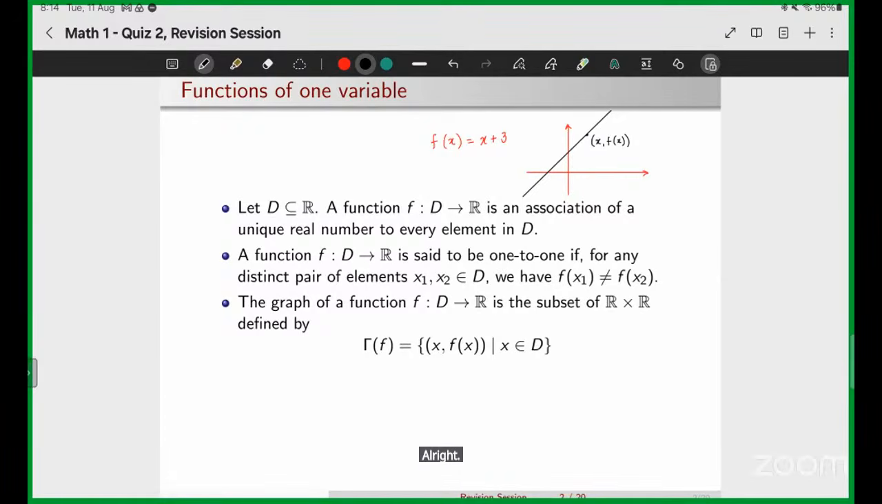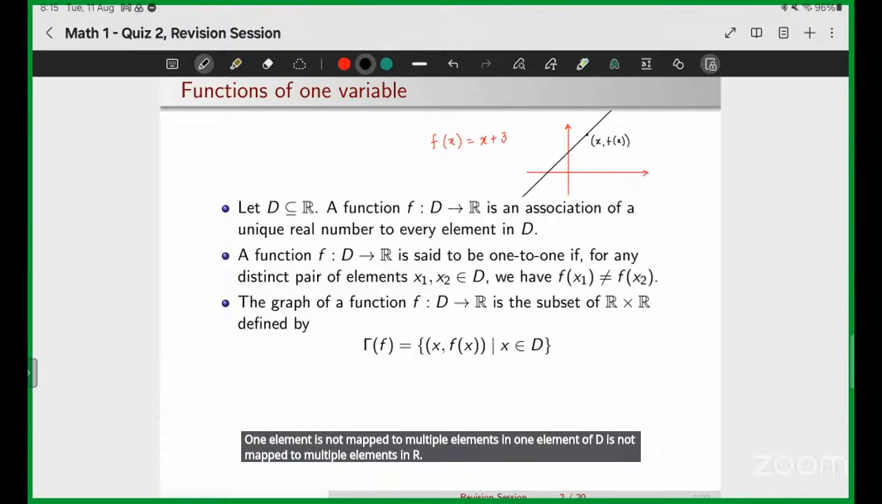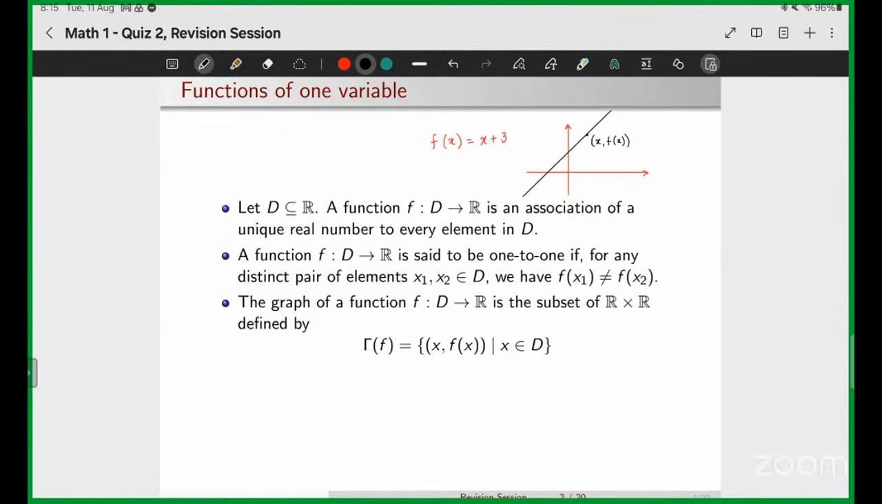So let's continue now. By definition, a function associates to each element of D a unique element, meaning one element is not mapped to multiple elements in R. One element of D is not mapped to multiple elements in R. But that does not prohibit two distinct elements of D going to the same element in R.